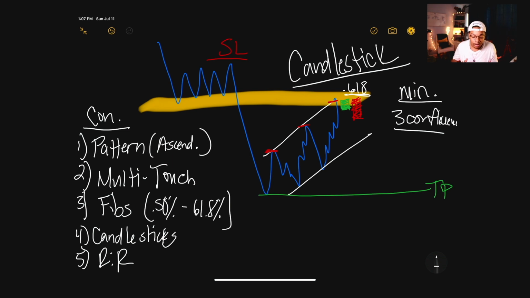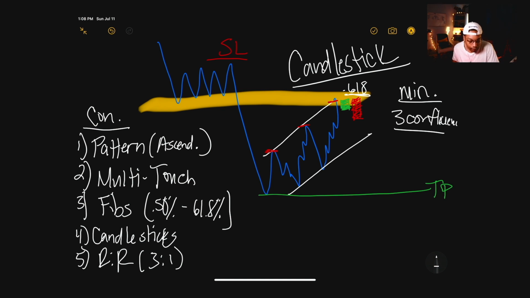Okay, one of the confluences for me is I need at least a 3-to-1 risk to reward. Now, from this example, obviously this is more like a 1.2 or something like that. But in a market, which we'll get to the examples later, I want a confirmation. I want the confirmation of the risk to reward being at least 3-to-1. Okay, very, very simple.